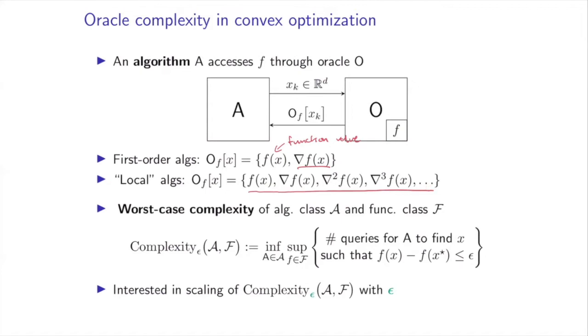Okay. And then the worst case complexity, which is this minimax notion we're thinking about, is the infimum over all algorithms in our collection of possible algorithms, and then we look at the worst function, as always. We just ask how many queries it takes A to find a point x with a small optimality gap.